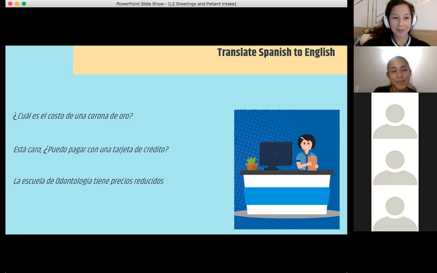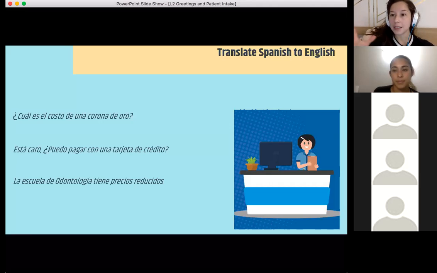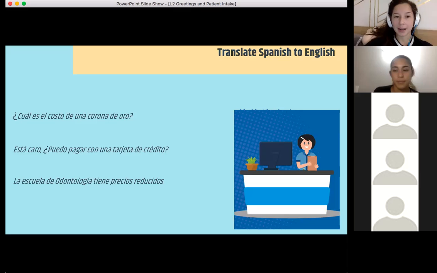Yep. Correct. Perfect. If anyone is struggling with that, ¿cuál is basically how much, and then es el costo is the cost, de una corona of a crown, de oro is of gold. We say crown of gold in Spanish. It's important to distinguish from an adjective. Oro is not an adjective, it's another noun. It's a material. So you don't say corona oro because that's just smashing two nouns together. You'd have to say corona de, meaning of, corona de oro to say gold crown.